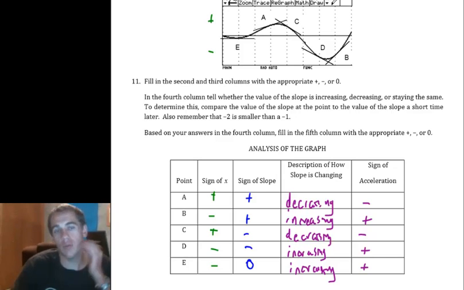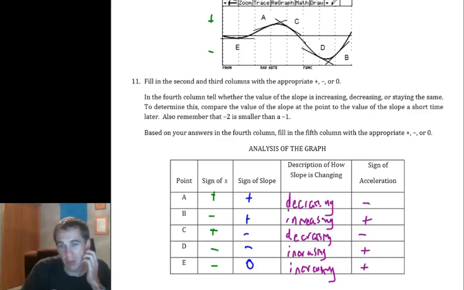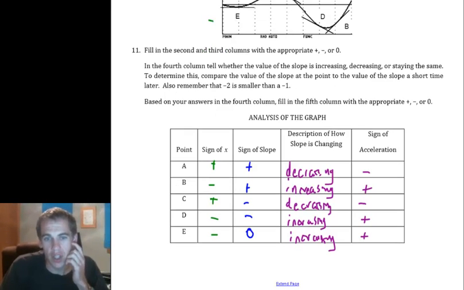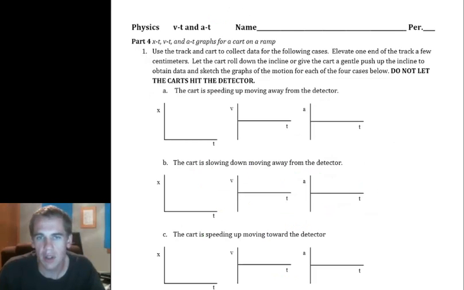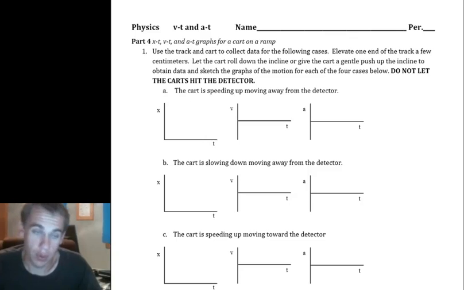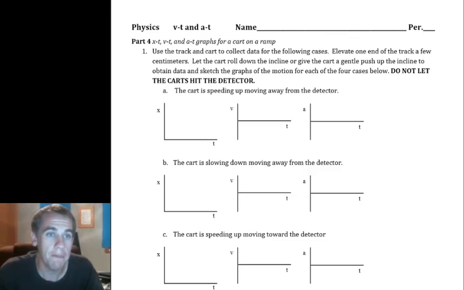Okay, so the next part of this lab is going to summarize what's going on in each case of acceleration. Okay, so the next part of this lab says, all right, you need the cart and the tracks again, and you're going to collect data in both directions. All right, good luck.